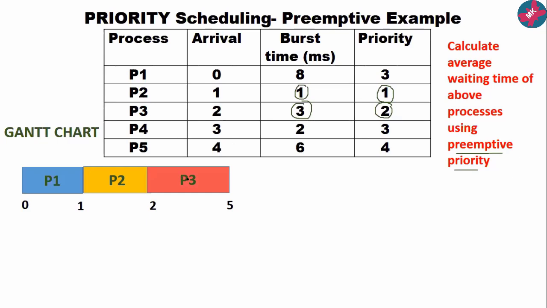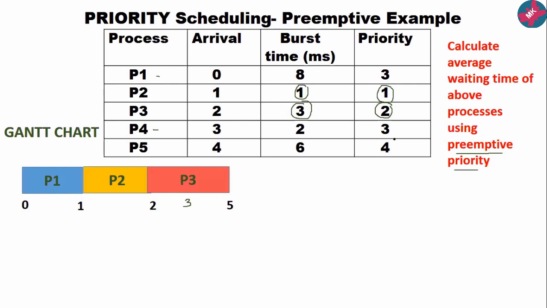Now if you see at 3 millisecond, P4 is there, which has the priority 3. So that is why P3 will not be preempted. And at 4 millisecond, P5 has entered. Again its priority is 4. Hence P3 will not be preempted and it will continuously run for 3 milliseconds.